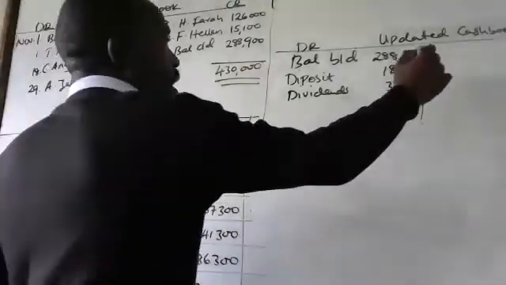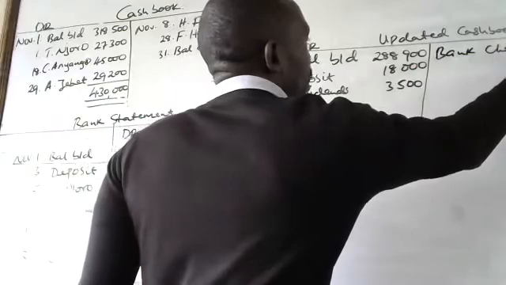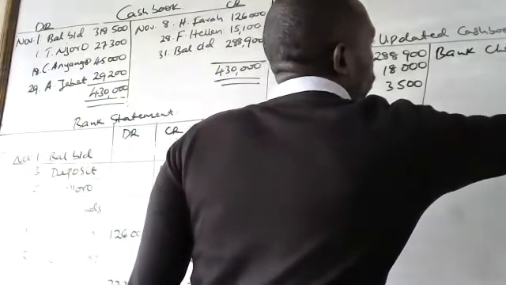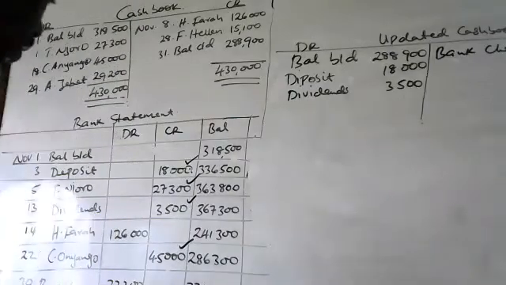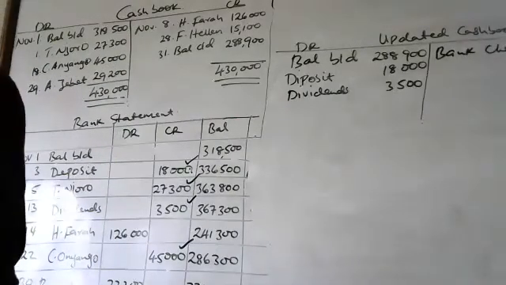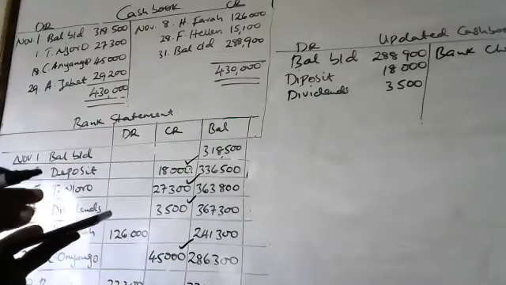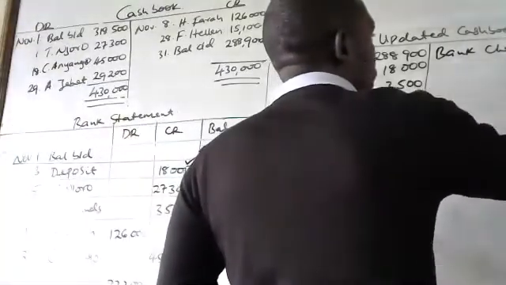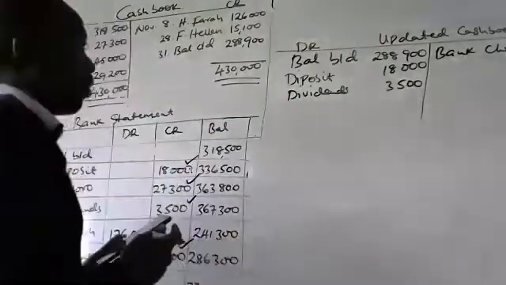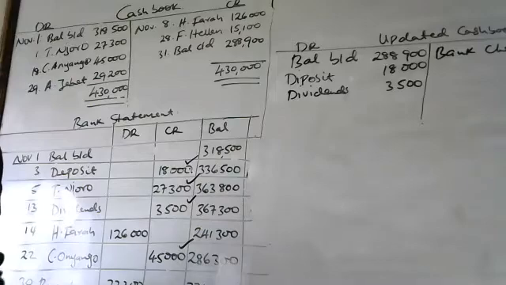So that is for bank charges. So you include it there. 22,200. Excuse me, it's 12,200. It's 12,200, not 122. Let me confirm. Yes, it is 12,200. 12,200 like that. Now you have included everything.